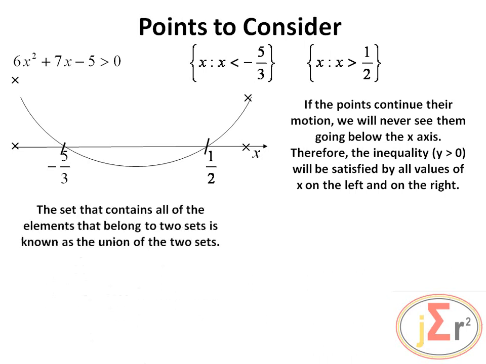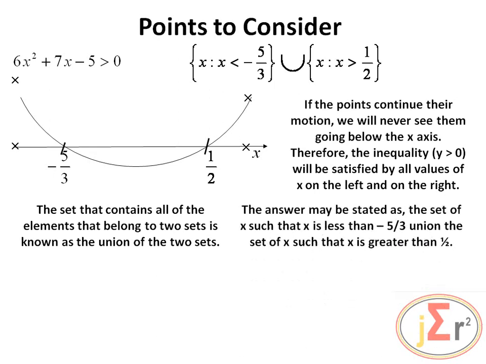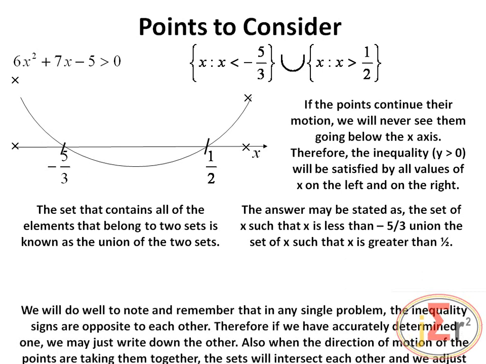So, the set that contains all of the elements that belong to the two sets is known as the union of the two sets, and that is the one that we are going to use. So all of the elements will be involved, so the union of both sets will be our answer. The answer may be stated as the set of x such that x is less than negative 5 over 3, union the set of x such that x is greater than a half.